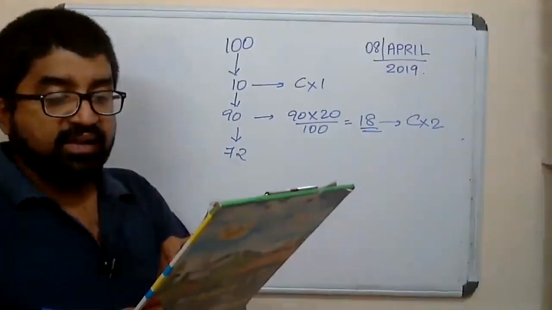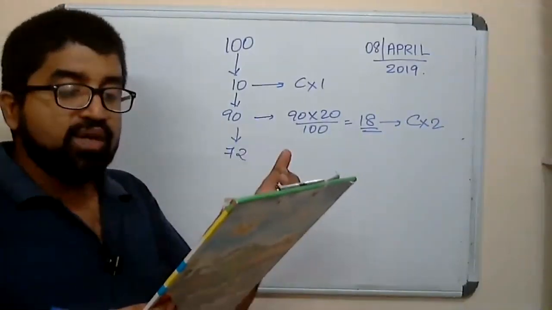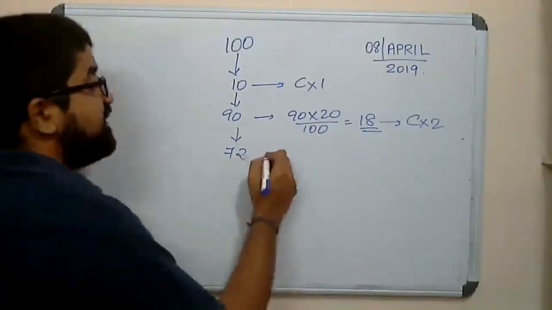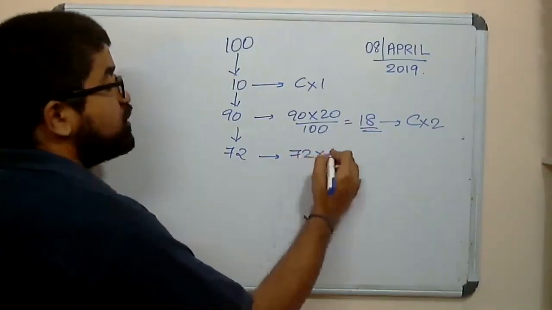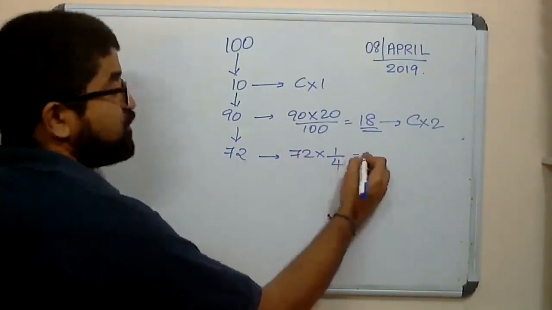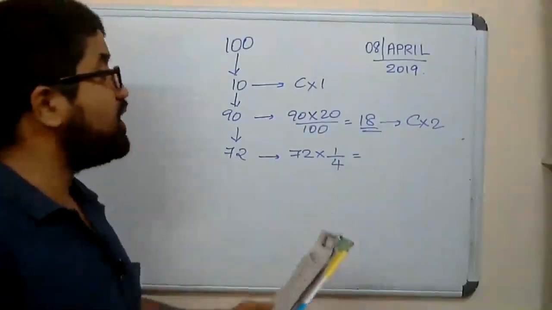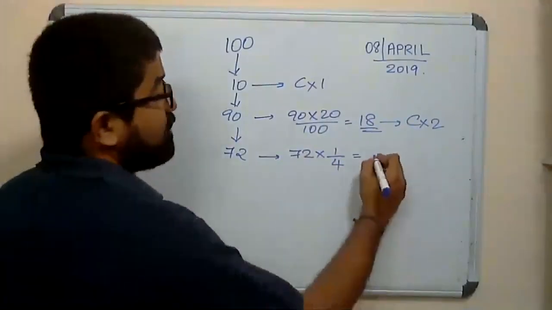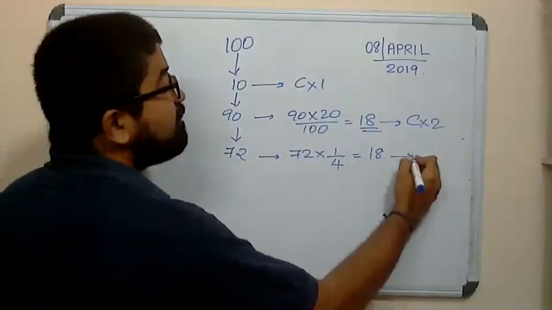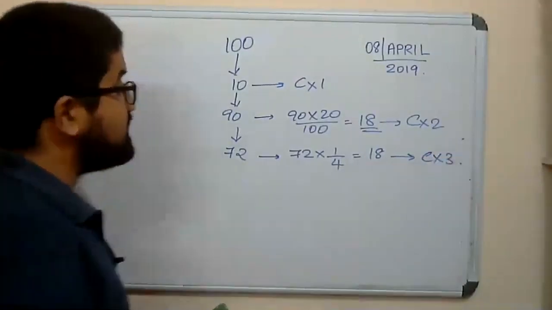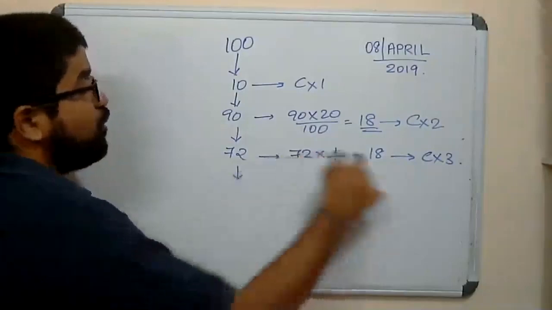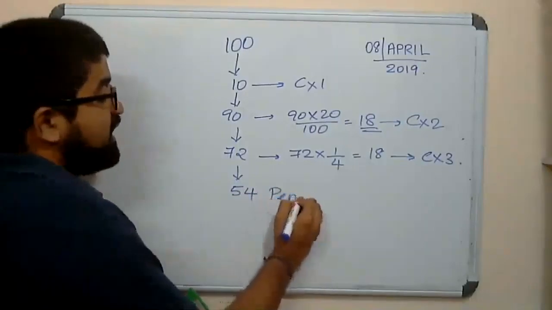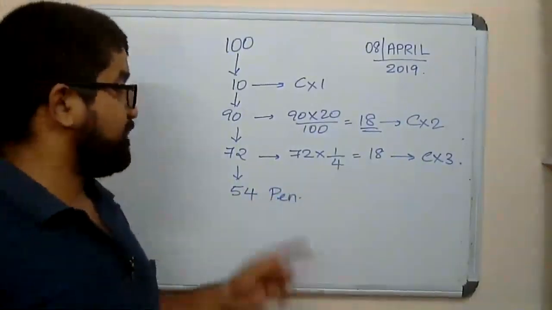Now it is given that from this, one more customer purchased 25% of this remaining 72. That is 72 into 1 by 4. 25%, its equivalent fraction is 1 by 4. So from this 72, 1 by 4, 72 into 1 by 4, when I calculate, it comes to 18. 18 pens, that's what customer 3 buys. So from this 72, when 18 goes off, we can see that 54 pens, that's what it remains with the shopkeeper.